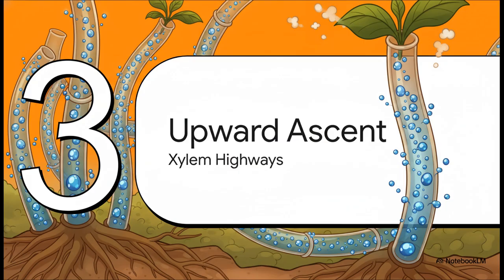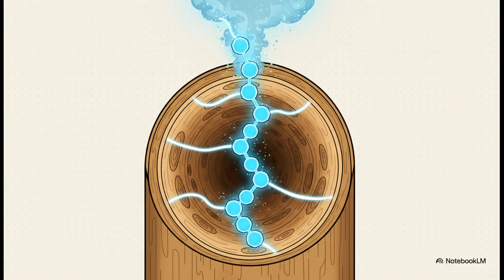Section 3. Upward Ascent. Xylem High Raise. The answer lies in the cohesion tension theory, which is honestly an evolutionary marvel of fluid dynamics. Extreme negative pressure from evaporation up in the leaves pulls an unbroken, cohesive chain of water upward against gravity. Because water molecules have extensive hydrogen bonding, they stick together. That's cohesion. And because they also stick to the hydrophilic, lignified walls of the xylem, that's adhesion, they form a continuous, unbreakable string.